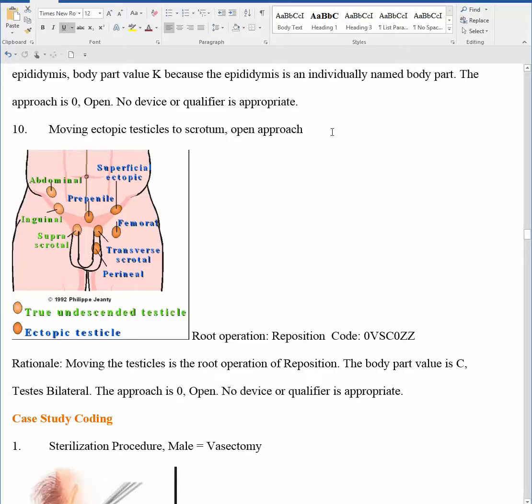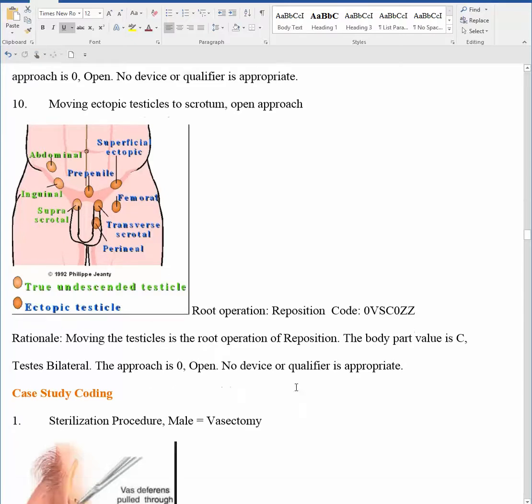Tells you the surgical approach is open. And again, the surgeon is moving something, in this case the testicles, into the correct anatomical location. The root operation is reposition, and the final code is 0VSC0ZZ. Again, it's open surgical approach, and typically these would be done open because they're typically high up in the patient's abdominal area. In this picture, the darker ones are ectopic. They have to be put in the right position, which is reposition.